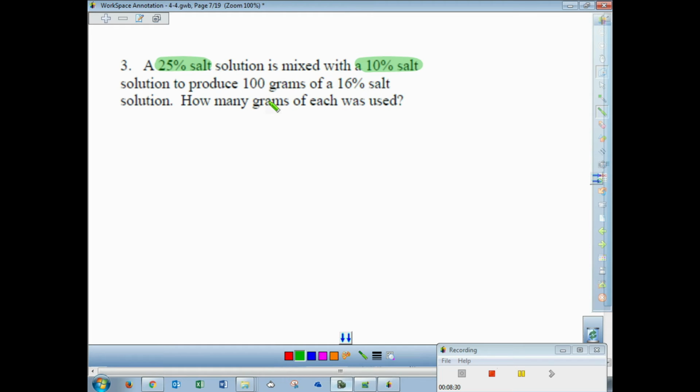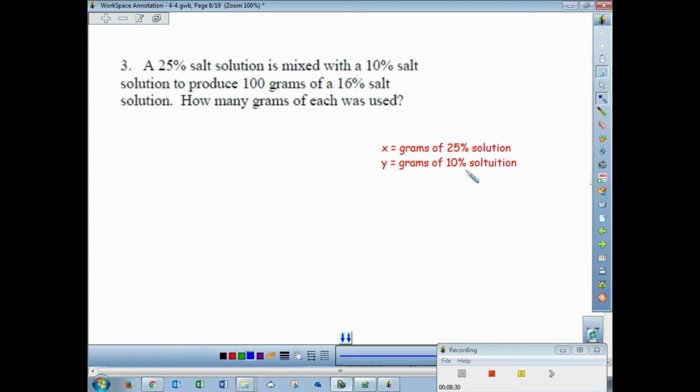So I need to define my variables. And again, the question helps me. They're asking me about how many grams of each. Well, each means the two guys that they mixed together. So I'm going to let x equal the grams of the 25% solution, and y equal the grams of the 10% solution. And I probably should spell solution right. So again, you can pause that video to accurately define those variables.